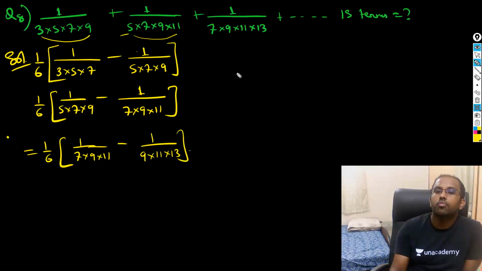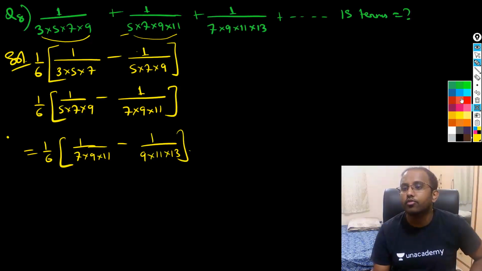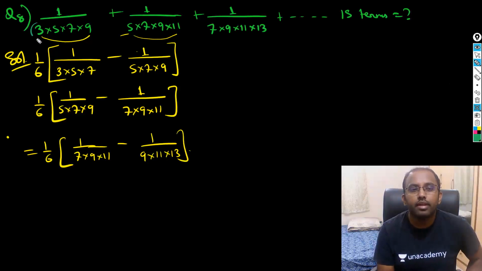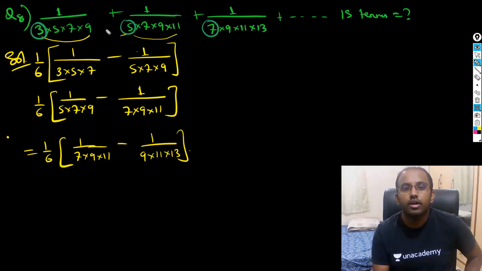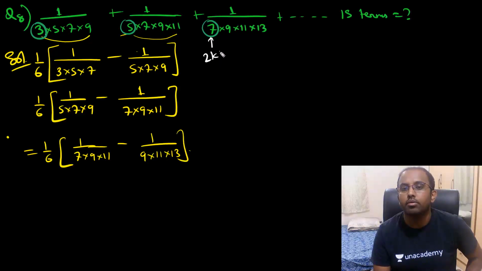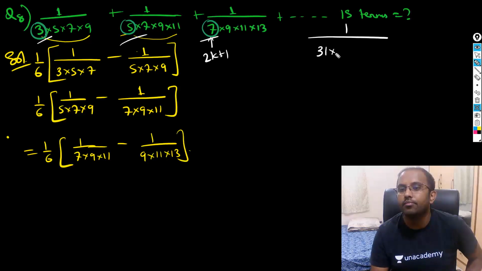If you observe it, I just need to write the 15th term here. What is the 15th term? Starting terms are like 3, then 5, then 7, all odd numbers, so 2k plus 1. So the 15th term will occur at k equal to 15, that is 31. That is 1 by 31, 33, 35 and 37.